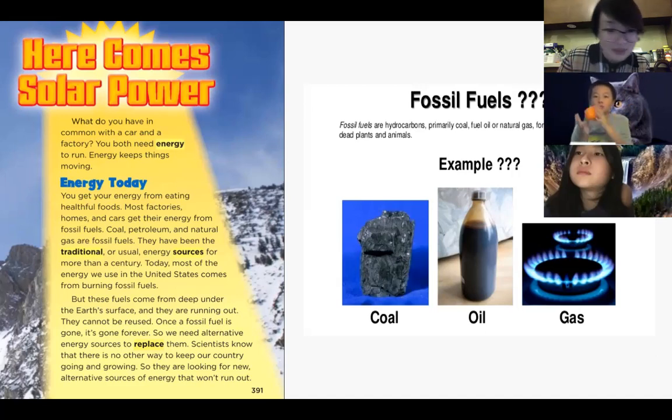Let's look at one sentence. In the last paragraph, the third line, there is a sentence: once a fossil fuel is gone, it's gone forever. So we need alternative energy sources to replace them. What kind of logic is between these two sentences?